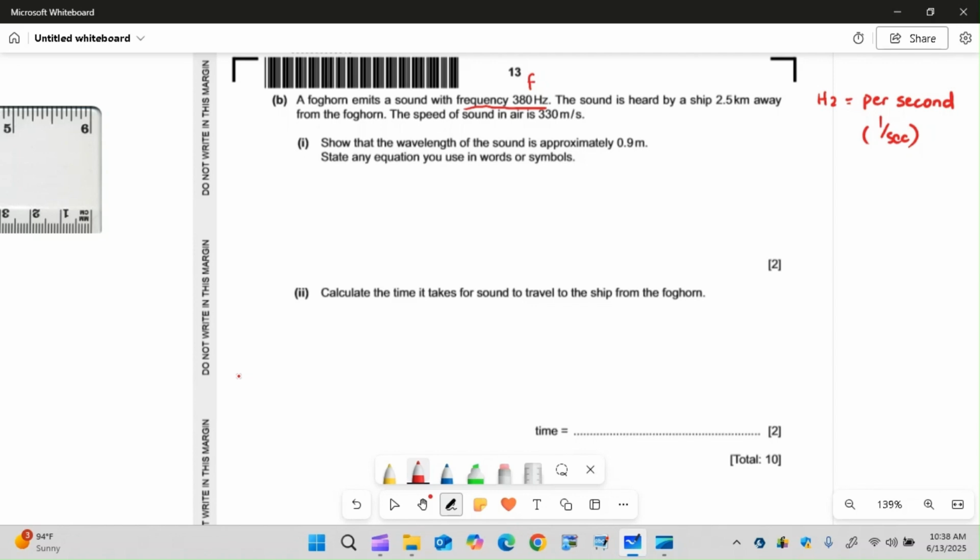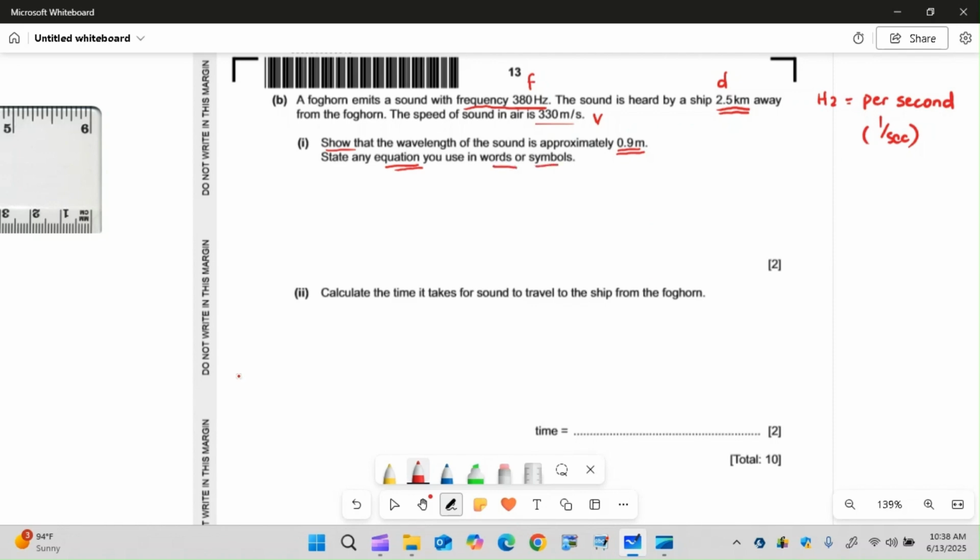The sound is heard by the ship 2.5 kilometer away. So this is the distance. Let me mention distance by d from the foghorn. The speed of the sound in air is 330 meter per second. We usually represent speed by v. First part says show that, means we have to prove this. Wavelength of the sound is approximately 0.9 meter. We also have to state the equation to use in word or symbol. I will write in both.